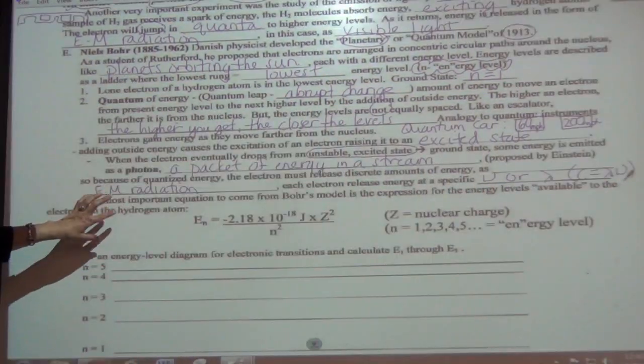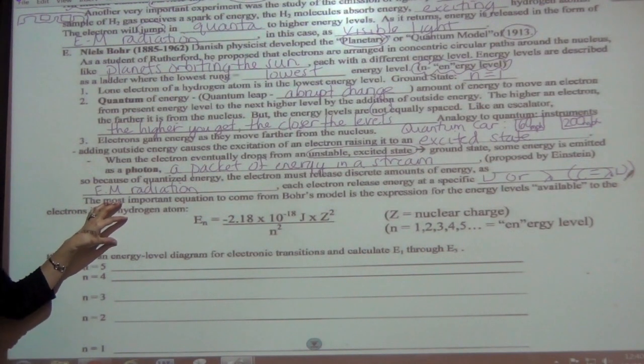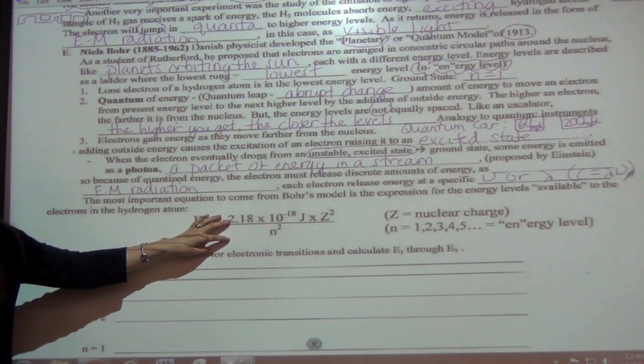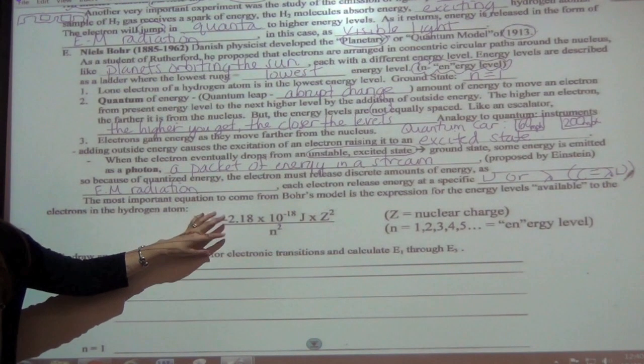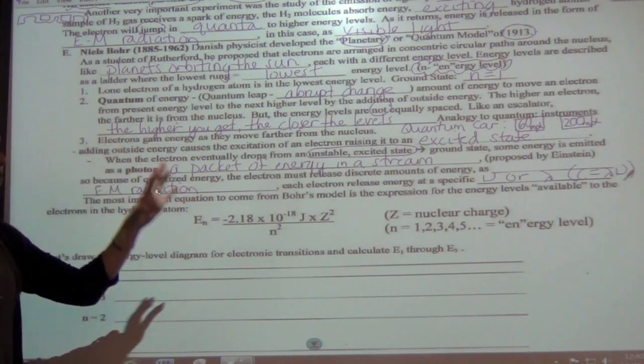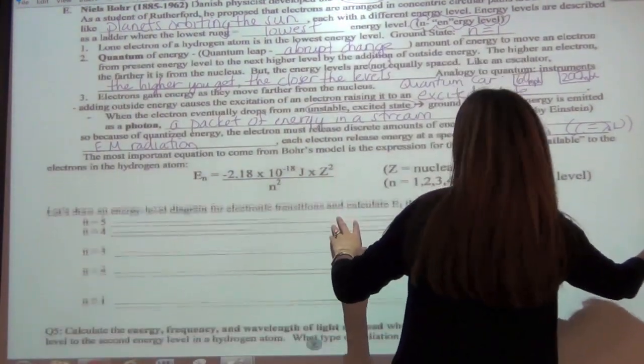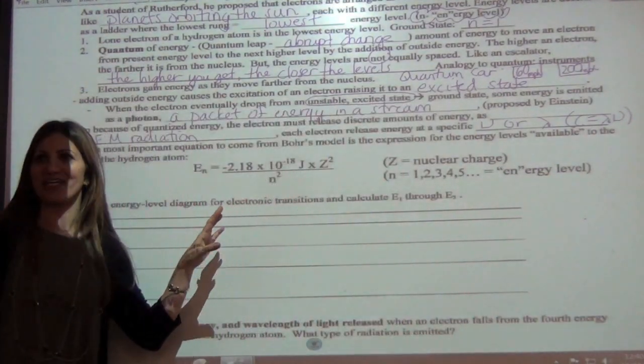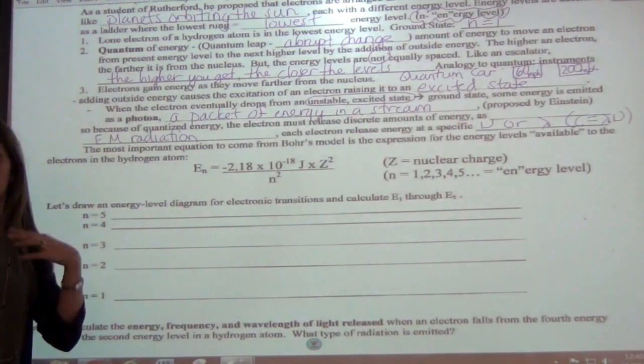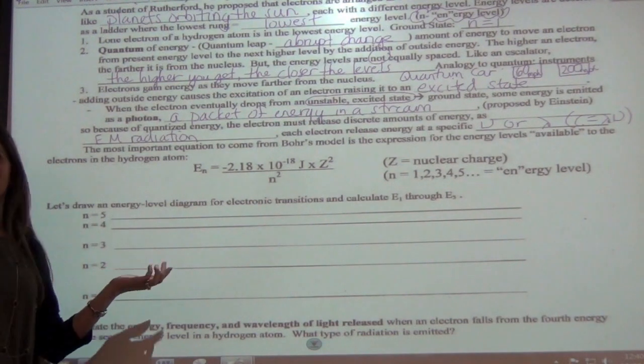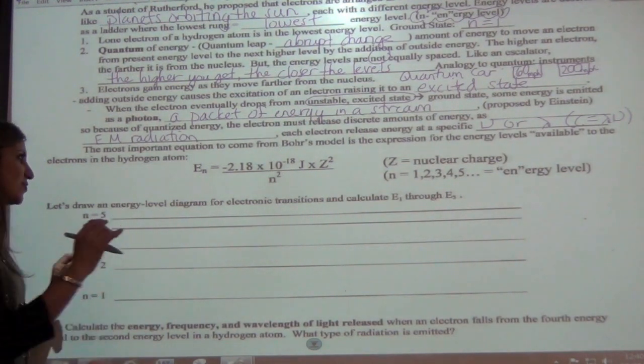So the most important equation to come from Bohr's model is this crazy madness. It looks like crazy madness, but it's actually really simple. So let's break this equation down. Now, the thing with Bohr's model is it only works for the hydrogen atom, and we'll talk about after why it is that we still use it if it only works for hydrogen.